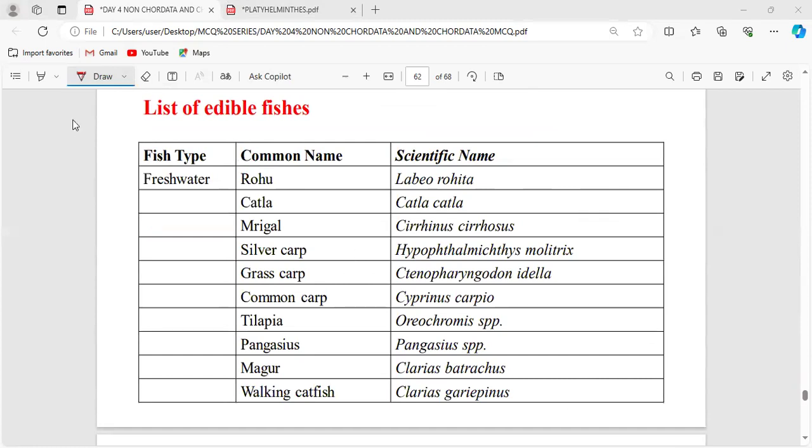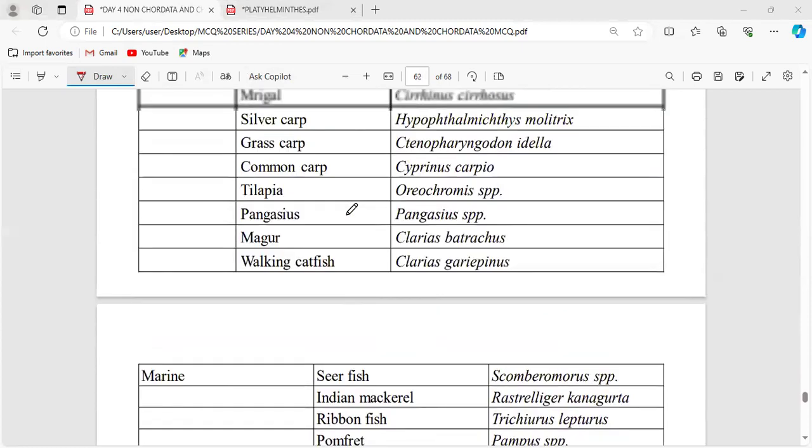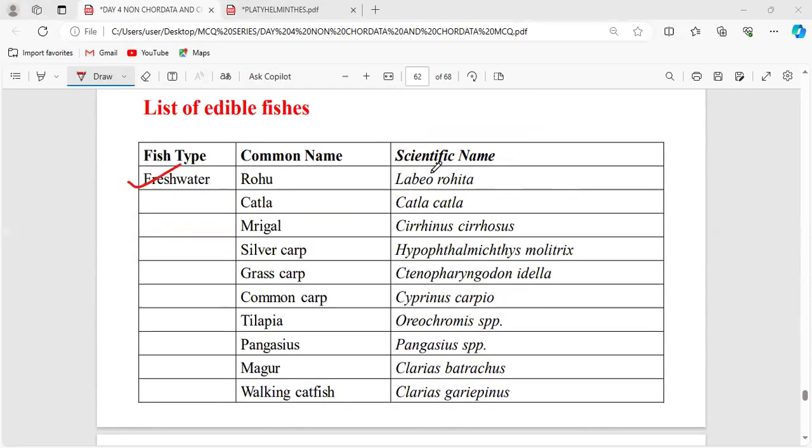Here I have attached a list of edible fishes. You have to concentrate on which are freshwater fish and which are marine water fish. Even if you don't know the scientific name, it's okay, but just know the common name. Of course, the scientific name is also important, so try to read it. At least be aware of that.